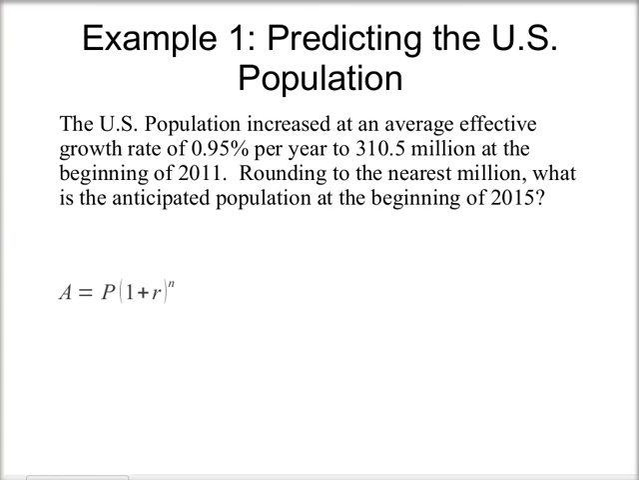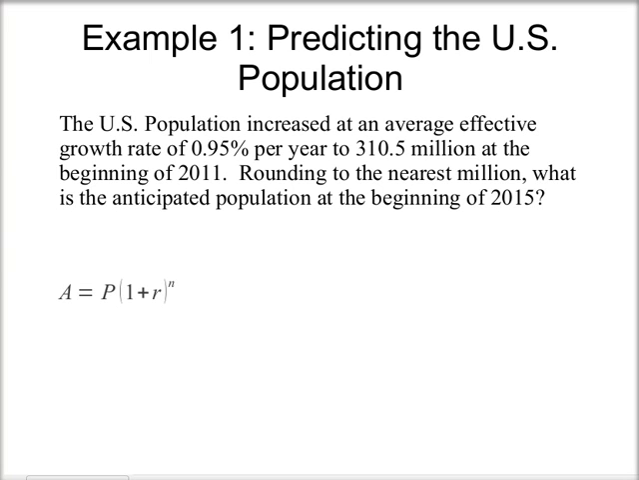So let's go ahead and look at an example. We're going to look at the U.S. population. The U.S. population has increased at an average effective growth rate of 0.95% per year to 310.5 million people at the beginning of 2011. So rounding to the nearest million, what is the anticipated population at the beginning of 2015?